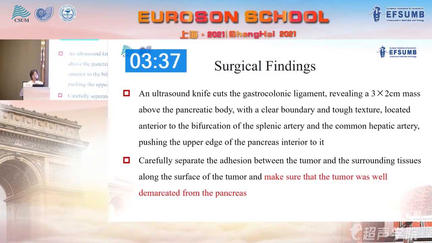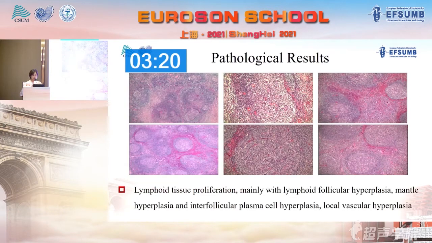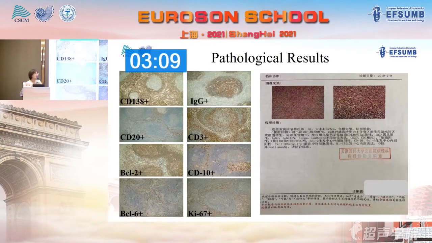During the surgery, we can see about 3 centimeters mass above the pancreatic body with a clear boundary and a tough texture. Carefully separate the adhesion between the tumor and the surrounding tissues, make sure that the tumor was well demarcated from the pancreas. The HE staining results showed lymphoid tissue proliferation mainly with lymphoid follicular hyperplasia, and the further immunohistochemical staining results confirmed that the lesion was Castleman disease.